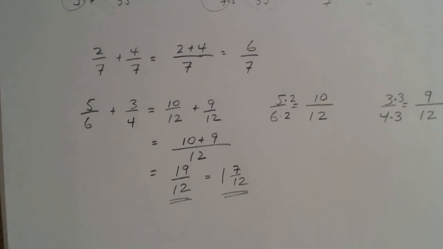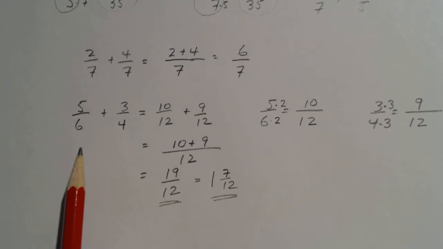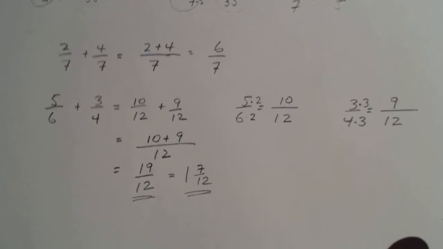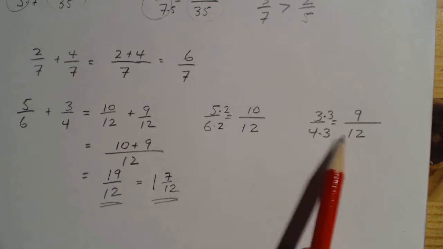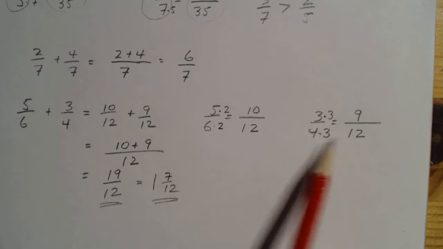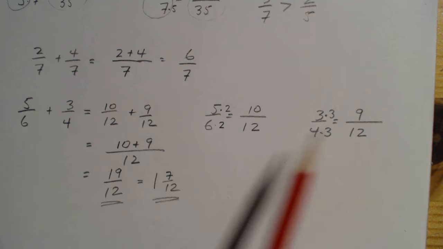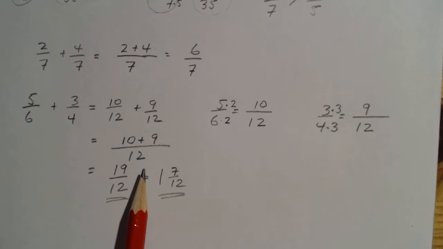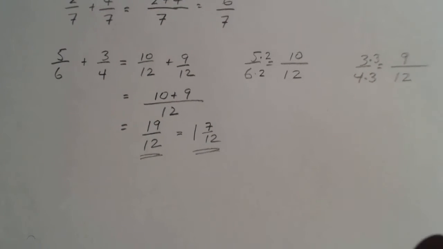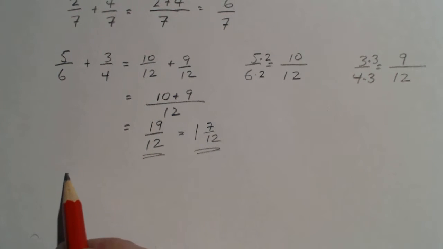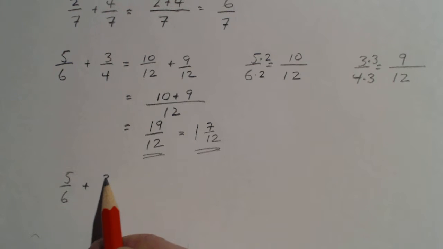Now this method here was a rather long method where we actually separated these two fractions here and then got a common denominator and then brought them back together and did the calculation. This is a rather long method. But what I'm going to do now, I'm going to do the same problem again, but a quicker and easier and a shorter method.